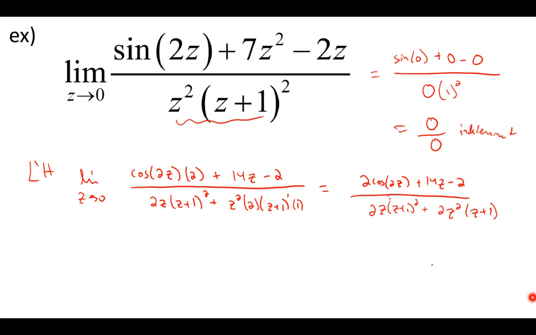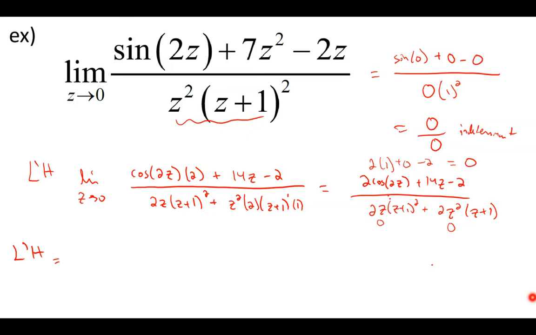All right. On this one, it looks like we're going to get 0 over 0 again. Because we plug in 0 in the top, we get 2 times the cosine of 0, which is 1. So it's 2 times 1 plus 0 minus 2. Well, that ends up being 0. And on the bottom, we got a 0 here and a 0 here, which are going to be multiplied. So that'll stay the same. All right, so this one's kind of nasty. Let's see if we can do it one more time and maybe get it to work. Let's try L'Hopital's rule again.